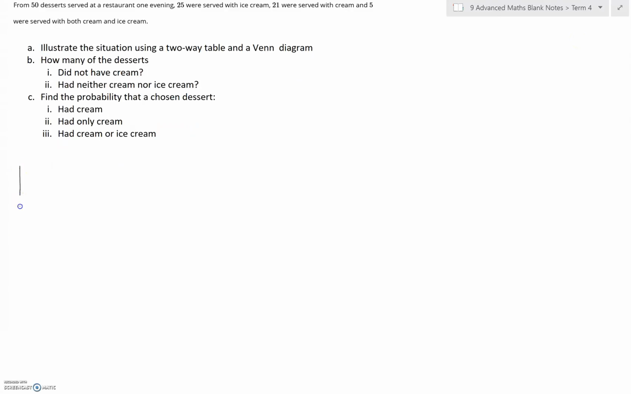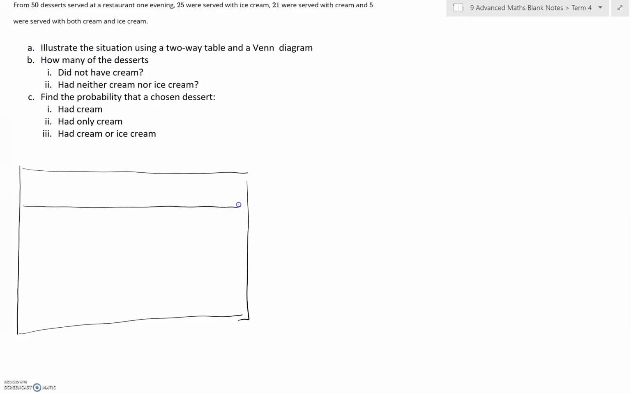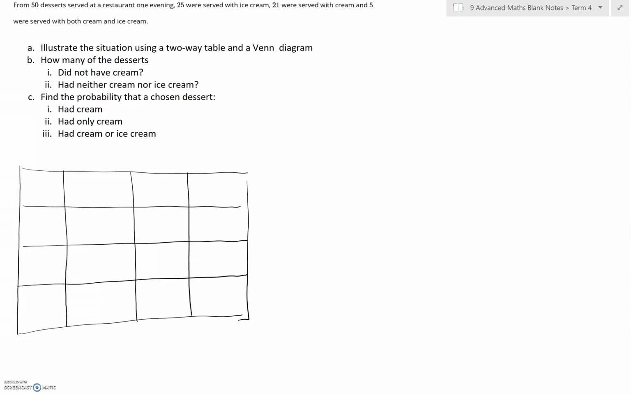Now I'm just going to set it up. So obviously I'm going to do my two-way table first, and I need some headings, and then I need my 2 rows, plus I need my totals. Now obviously you're going to use a ruler, so yours is going to be nice and straight.